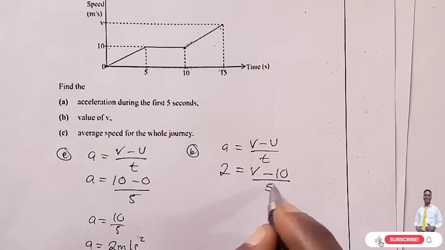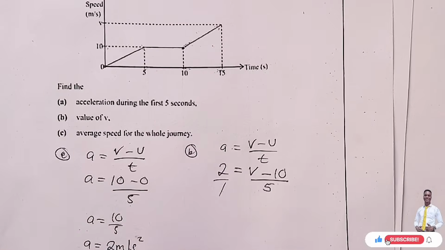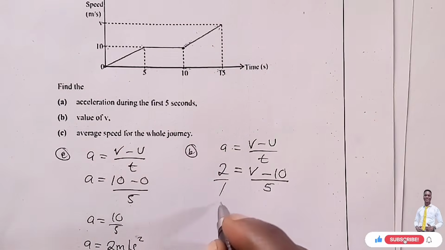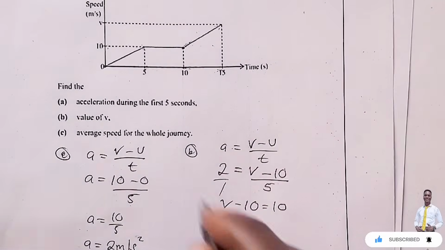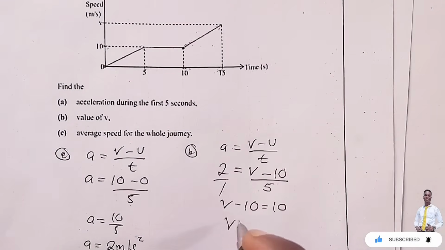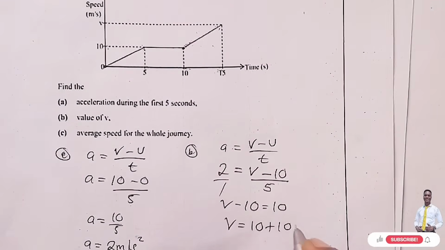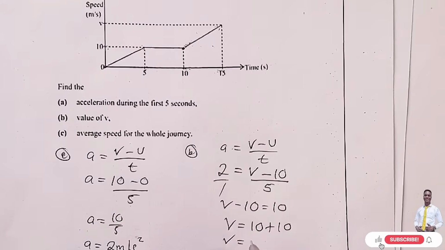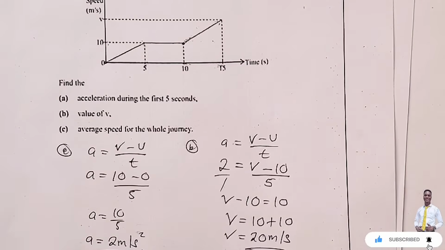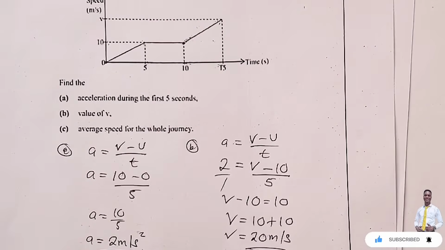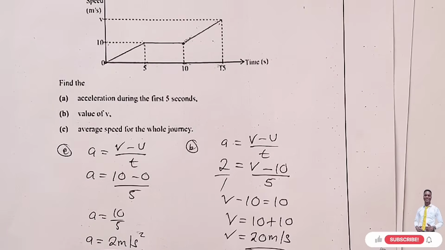The time taken is 5, right? We cross multiply: 2 times 5 gives 10, so v minus 10 is equal to 10. The 10 will cross the equal sign, so we remain with v is equal to 10 plus 10. What is 10 plus 10? 20. This is velocity, so we have found that the velocity is 20 meters per second. It's as simple as this.